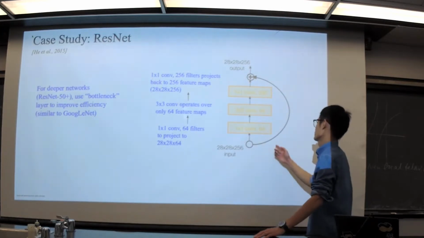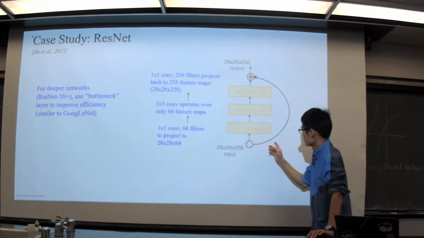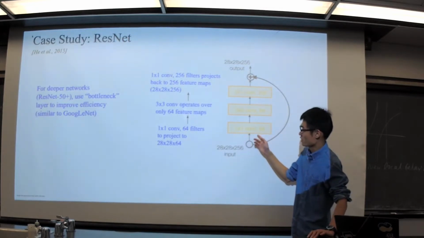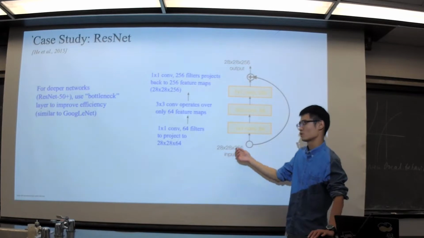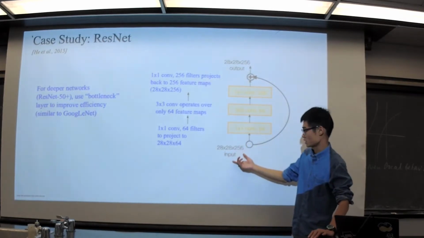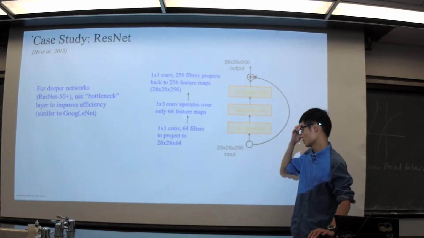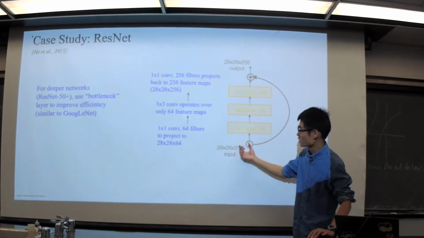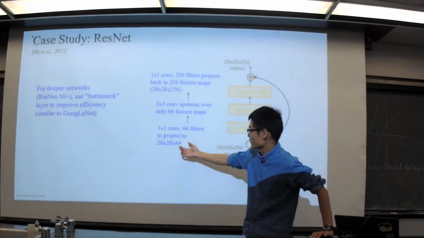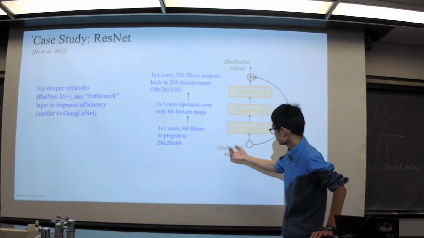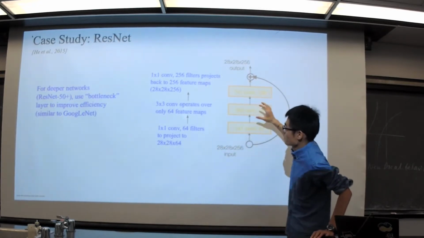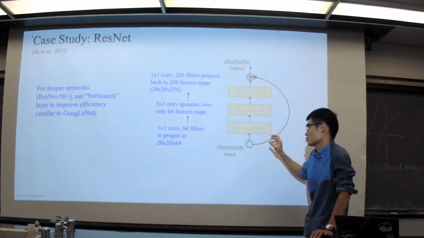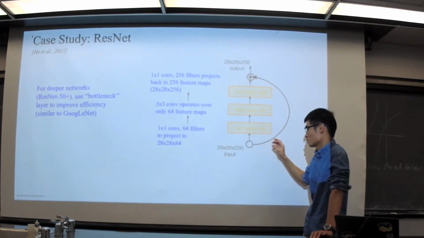Actually, this conv layer is just turning this 28 by 28, 256 channel input into a 28 by 28 by 64 channel output. So both this one and this one are only trying to reshape the channels.